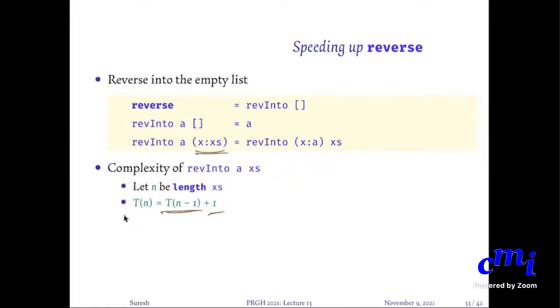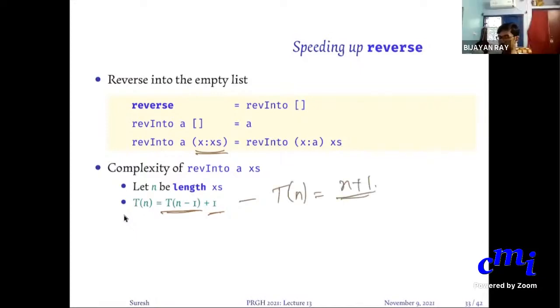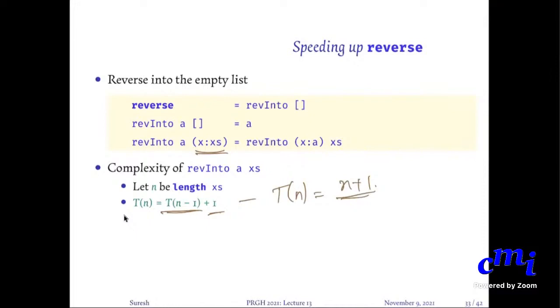What will happen if you expand this recurrence? And your T of 0 is just 1, let us say. T of n is nothing but T of n minus 1 plus 1. T of n minus 1 is nothing but T of n minus 2 plus 1, and so on and so forth. You keep on expanding, and finally you'll say order n.